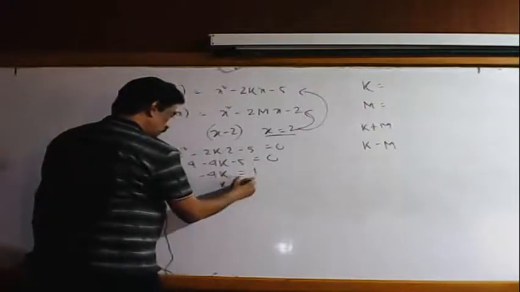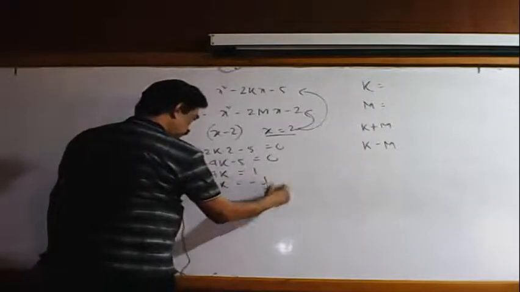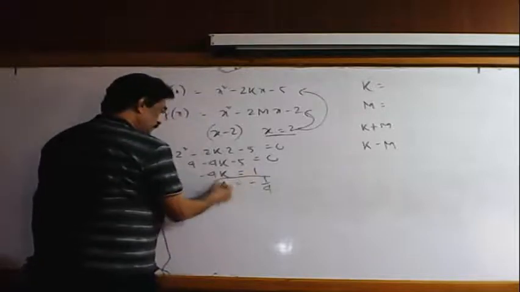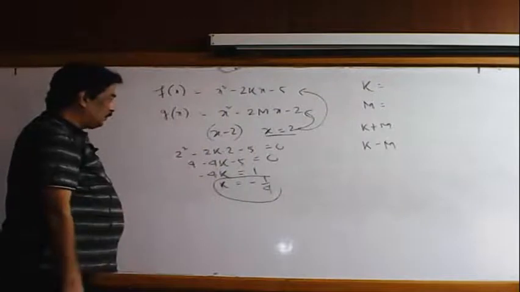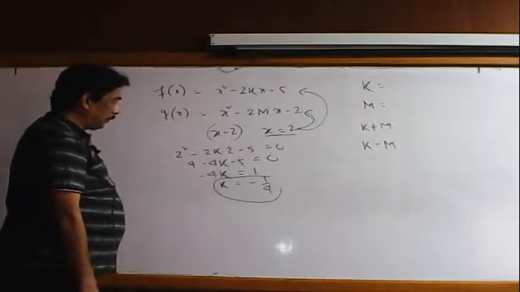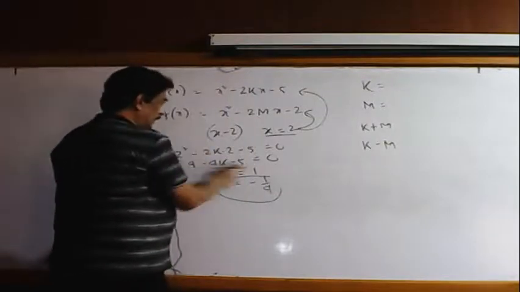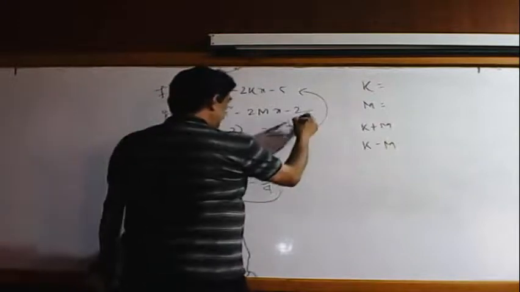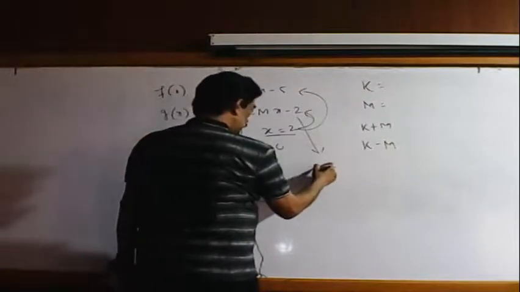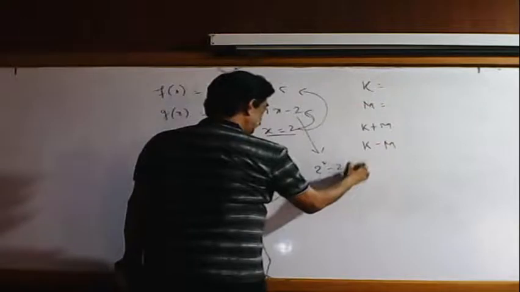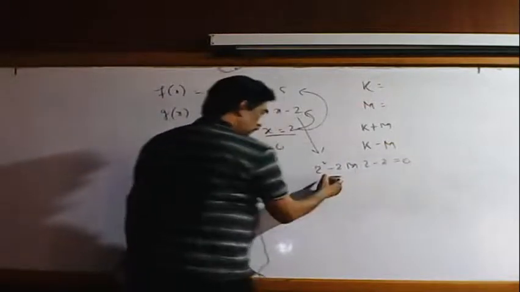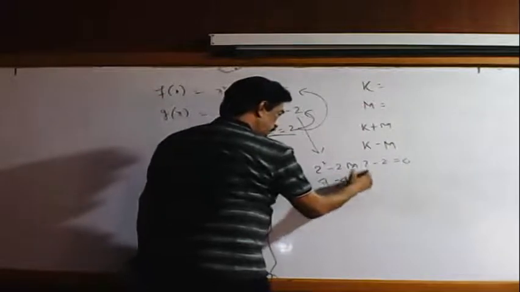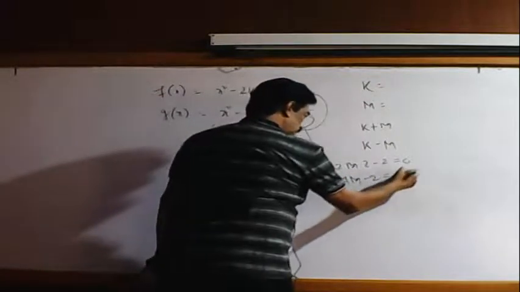So k equal to minus 1 by 4. So first case, if both equations have a common factor x minus 2, it is only possible for k equal to 1 by 4. Now put x equal to 2 here. So now in this equation, 2x square minus 2 into m into 2 minus 2, the result should be equal to 0. So 4 minus 4m minus 2, result equal to 0.